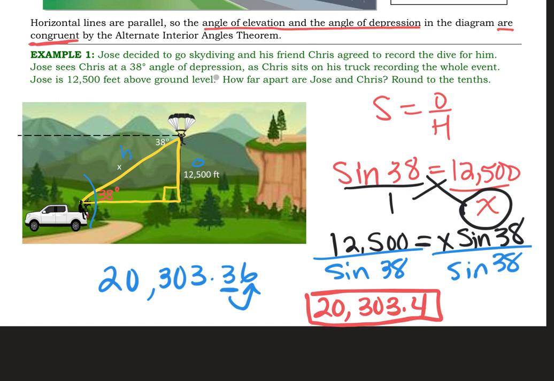All right, that's it, class. As long as you can move your angle of depression to your angle of elevation and then do what we've been doing, that's all it is, okay? When you're ready, we'll go to the back side.